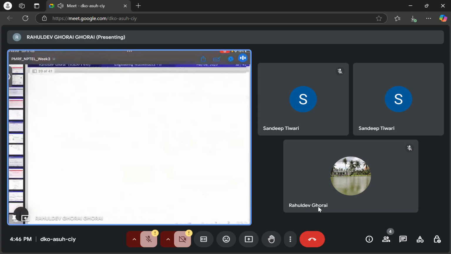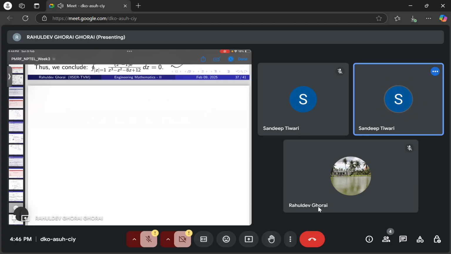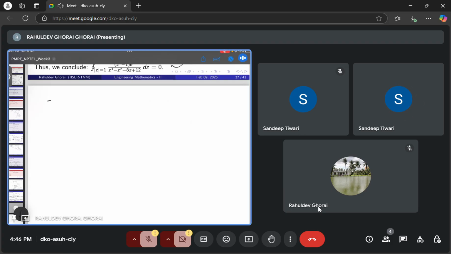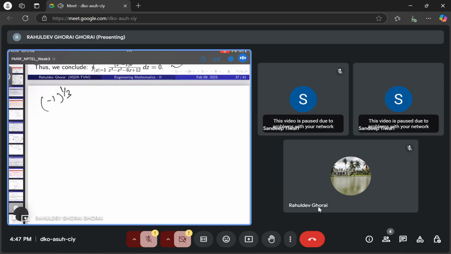Let me check. Let me write it. So z is equal to minus one to the power one by three. This one, right? Yes, sir. Then I want to find the roots of minus i to the power one by three. Minus i to the power 1 by 3.